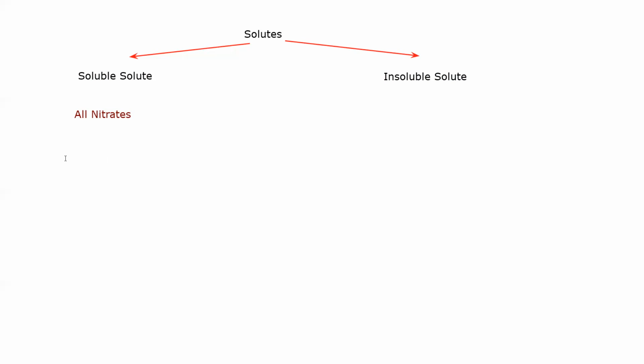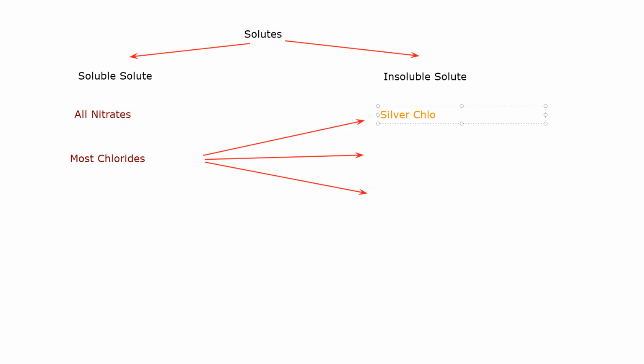Most chlorides, I will explain the table, first I'm completing it. Most chlorides are also soluble except these three. So for most of the chlorides, like sodium chloride, potassium chloride, they are soluble except three of them. Which three? Silver chloride, mercury chloride, and lead chloride. These three chlorides are insoluble, they do not mix with water. All other chlorides mix with water.